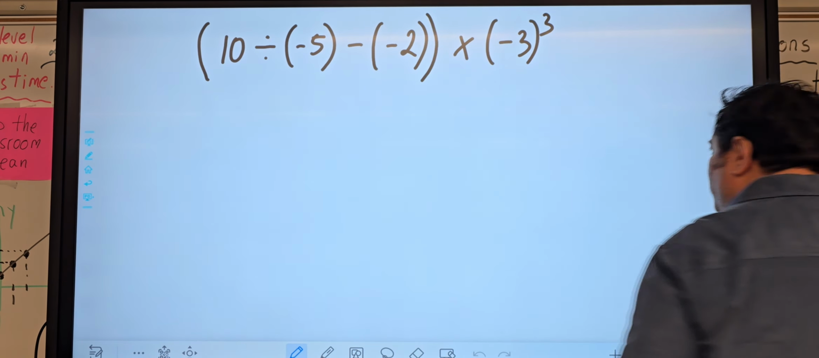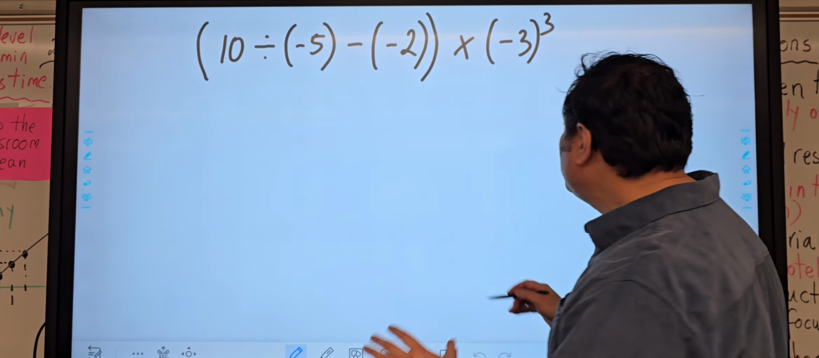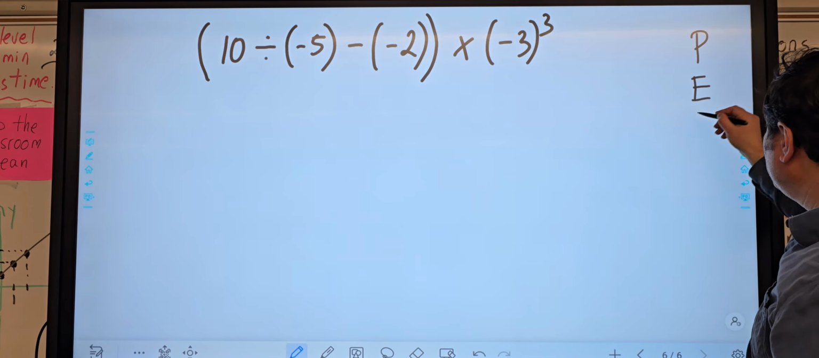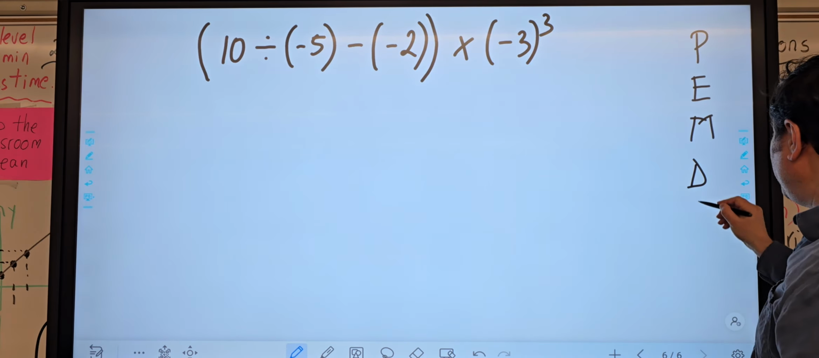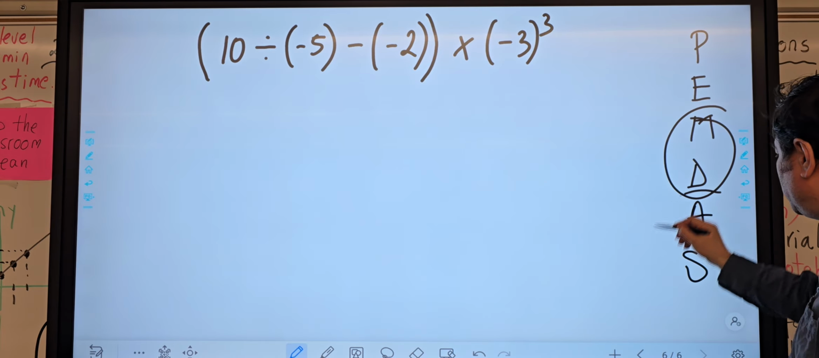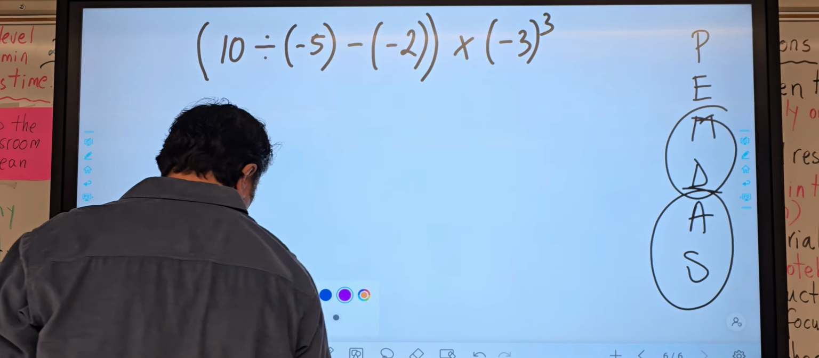Let's take a look at one more problem here, and this is getting a little bit more complicated. Take a look at what we have here, but again, first, don't forget the acronym. Please excuse my dear Aunt Sally. And multiplication, division, addition, subtraction from left to right. Let's take a look at this problem here.